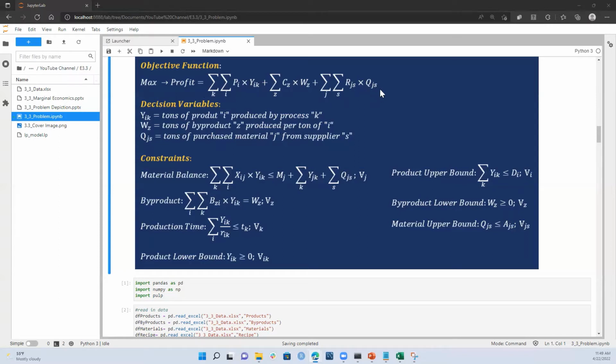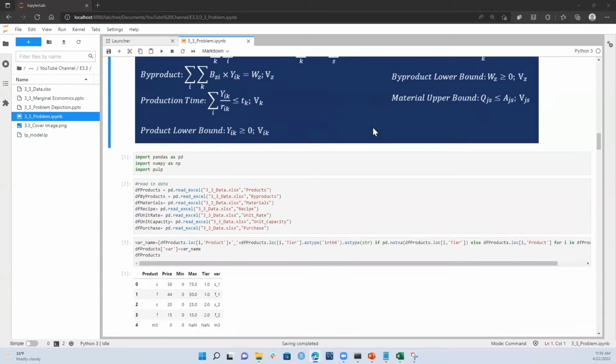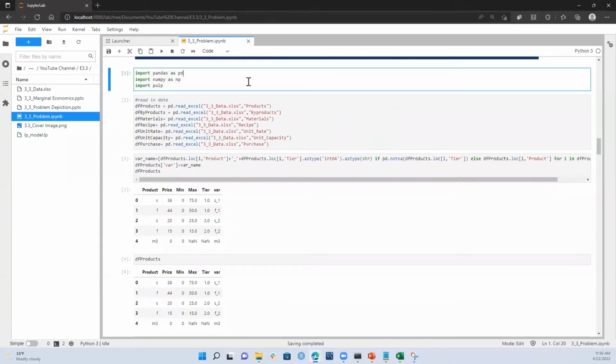So with that, we're ready to move on to the Python section. As I've noted before, the first thing we always do is import all the necessary libraries we need: pandas for managing our data frames, numpy for any numerical calculations or processes we might need to do, and then pulp for building our linear program or mathematical model object.